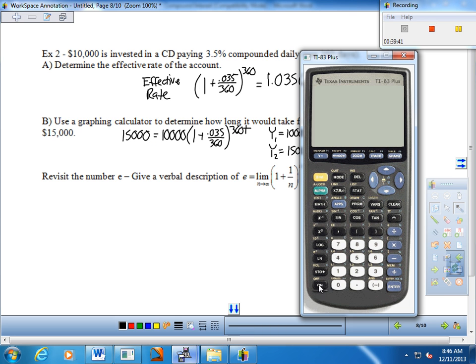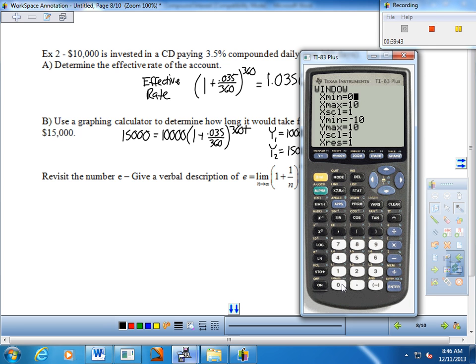All right, well, I'm going to go ahead and do that here. And so go to the Y1 if you would, and let's type that in, 10 grand. And 1 plus 0.035 divided by 360, raise it to the 360 times the number of years. Excellent. And I want to see how long that's going to take to get up to the 15 grand. So, the only real trick at this stage is to go ahead and find a window for this.